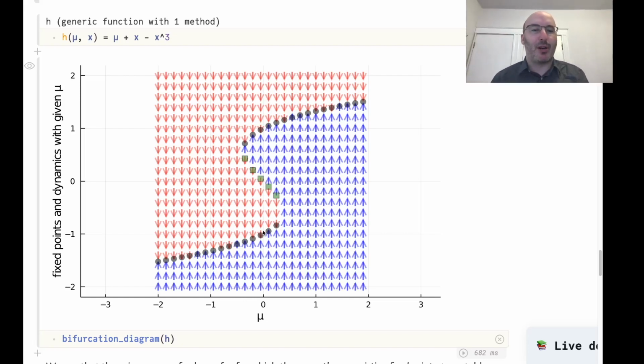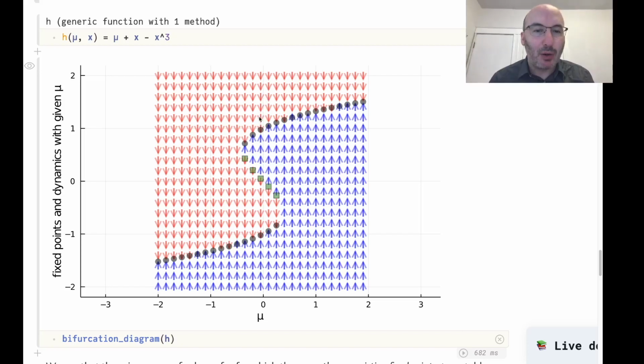But there's this region of mu between about minus 0.4 and plus 0.4, where there are actually three fixed points, one stable, one unstable, and another stable one. And they are coexisting. So for that value of mu, for example, 0, there are these three fixed points that coexist, and which fixed point you converge to depends on where you start.